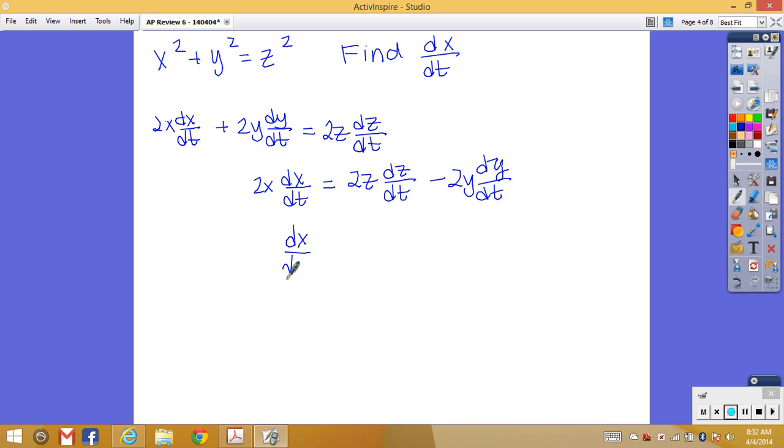And dx/dt, before I do that, I'm actually going to divide both sides by 2. And so I end up with dz/dt minus y dy/dt all over x. And you can leave your answer this way. This is not considered a stacked fraction. You don't try to get a common denominator with differentials, so we're going to leave it together. This is the only time that a stacked fraction would be accepted.